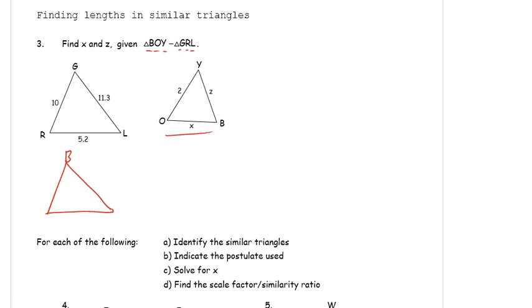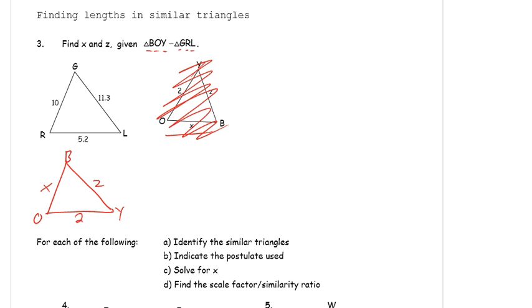O needs to go with R. So O is right there. And then Y needs to go with L. So OY needs to be 2. OB needs to be X. BY needs to be Z. And again, I'm just going to get rid of it. I don't need it anymore. Okay? So now what we're going to do is set up a proportion like we've worked on before. Find X and Z given BOY is similar to GRL.